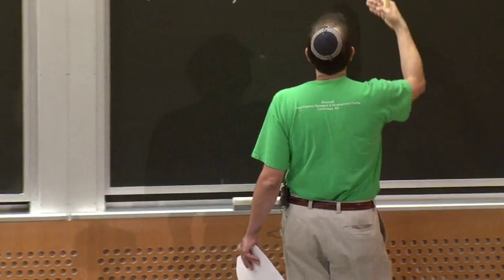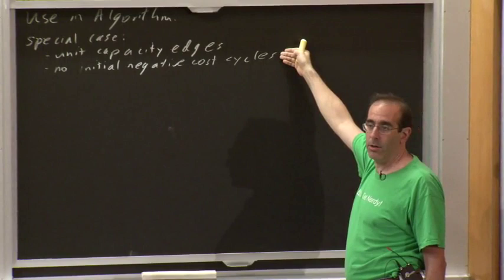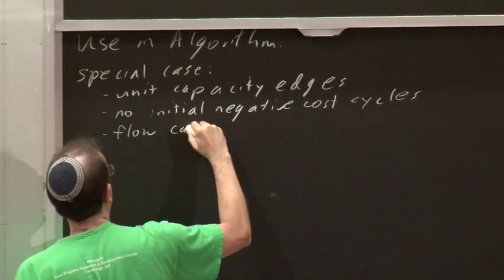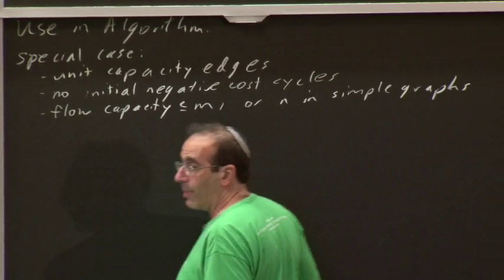So if I have no negative cost cycles in this graph, the min cost circulation problem is boring. Right? What's the min cost circulation in this graph? The zero circulation. But the min cost flow problem, because I'm required to send a max flow, is still interesting. And notice that the flow value will be at most m, or n in simple graphs that don't have parallel edges.